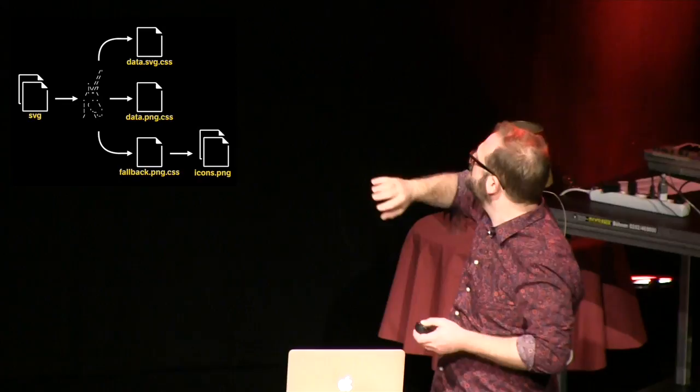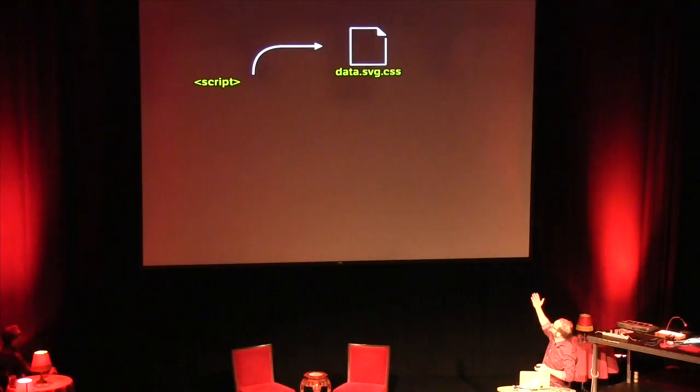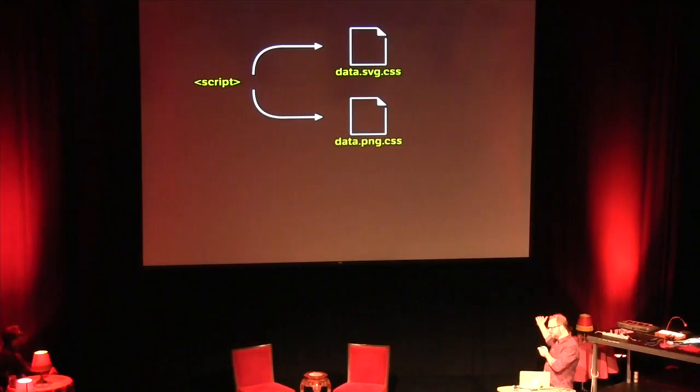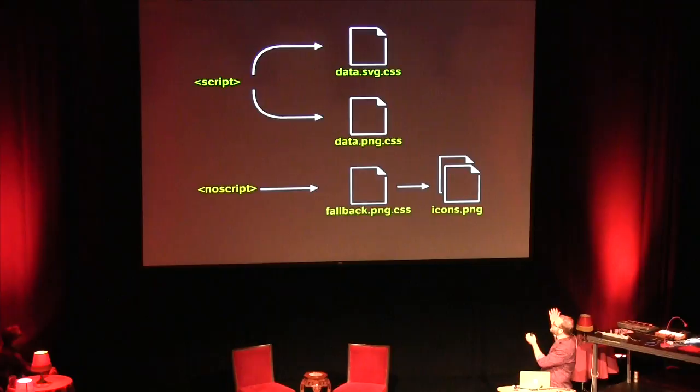So the idea basically is, on your web page, the script tag looks for support for SVG. If it finds it, it'll serve up that single CSS file with all the icons embedded in it. If it doesn't detect support, it'll supply the PNG. But the great thing is, there's a noscript version as well that will just load basic PNG files. They're not saved as data URLs.